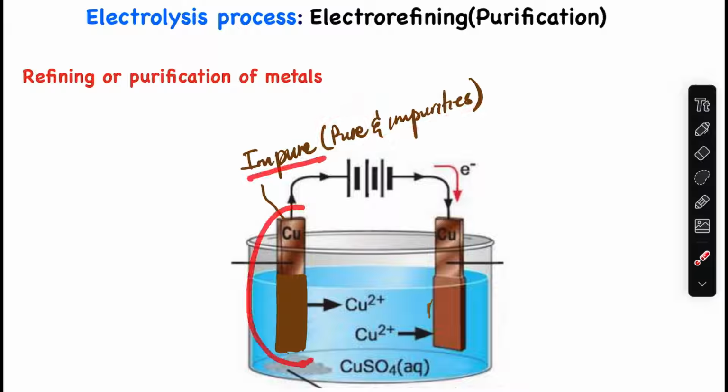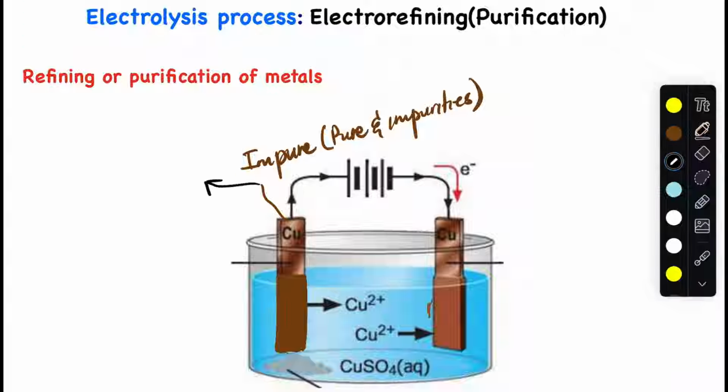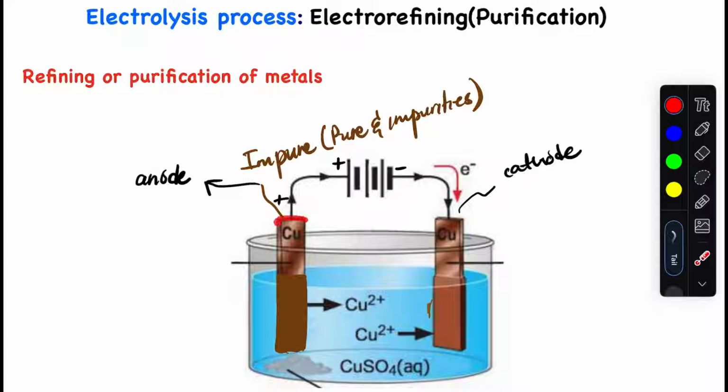So this one is impure, and the impure metal is always the anode. What verifies an anode? Look at the side of the battery. This is connected to the positive side of the battery, and this is connected to the negative side, and this one is a cathode, right? We know that oxidation takes place at the anode. What is going to happen here? This impure substance is going to corrode in the water as it releases the electrons.